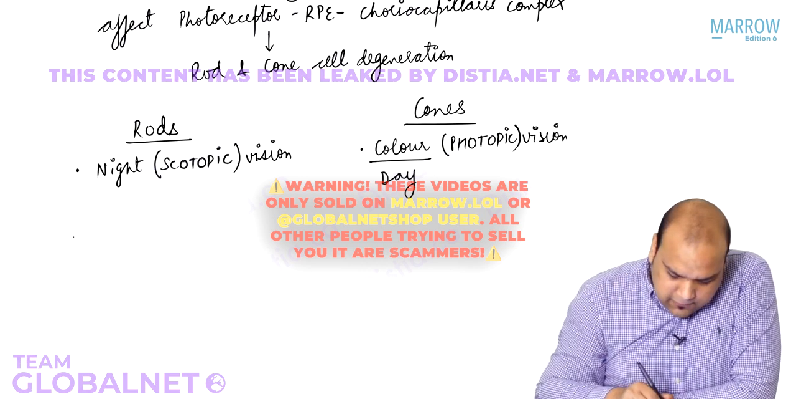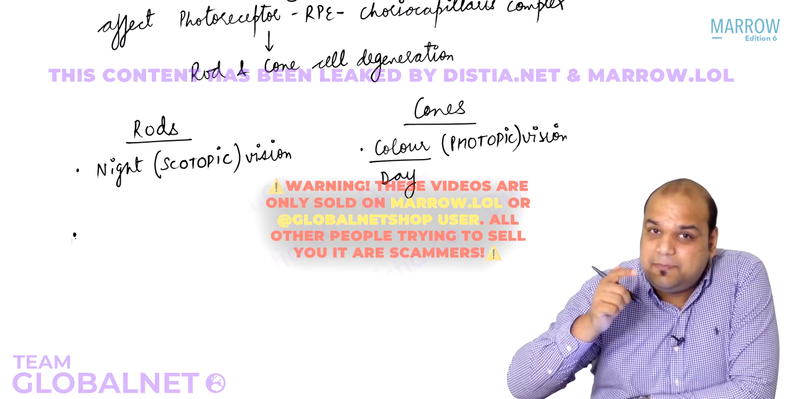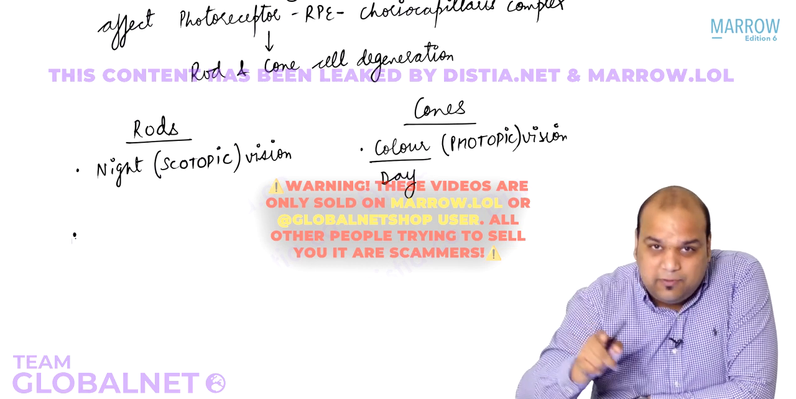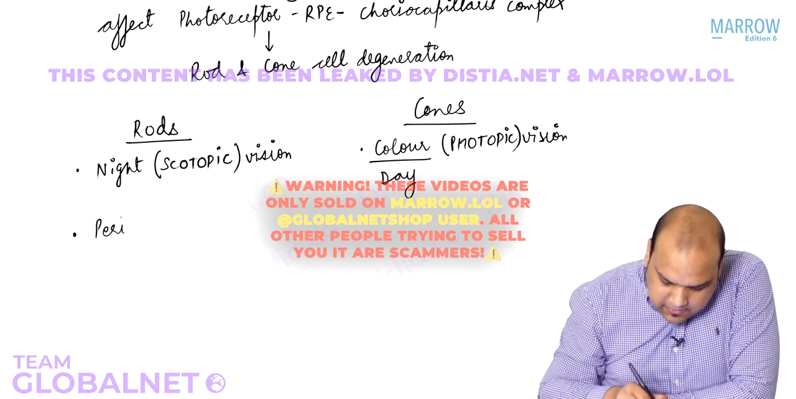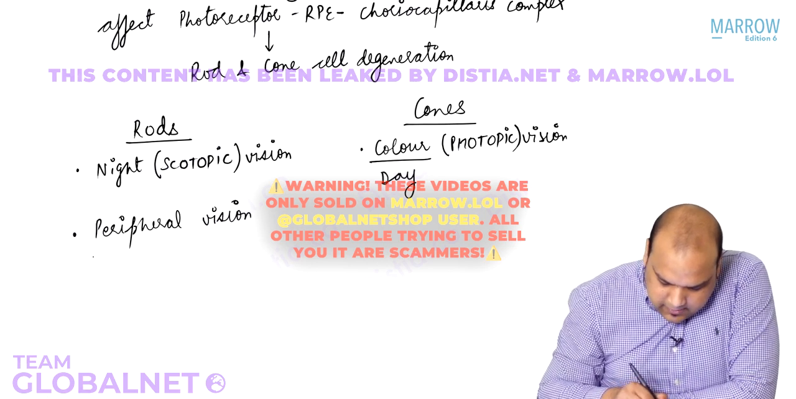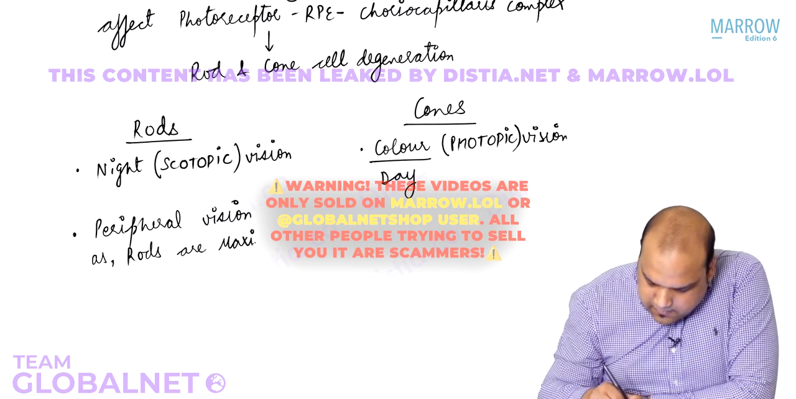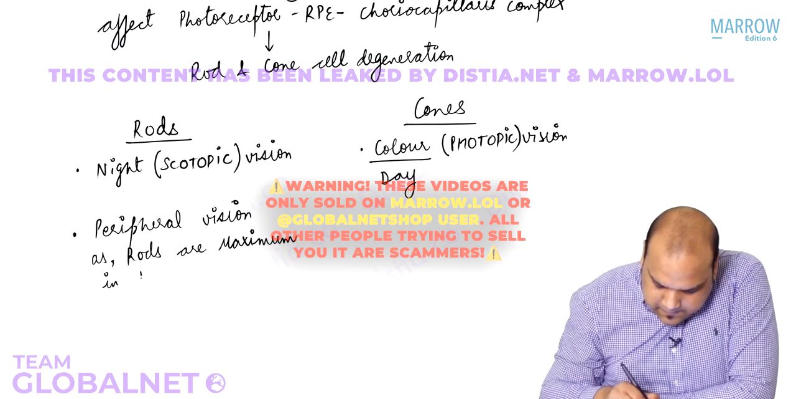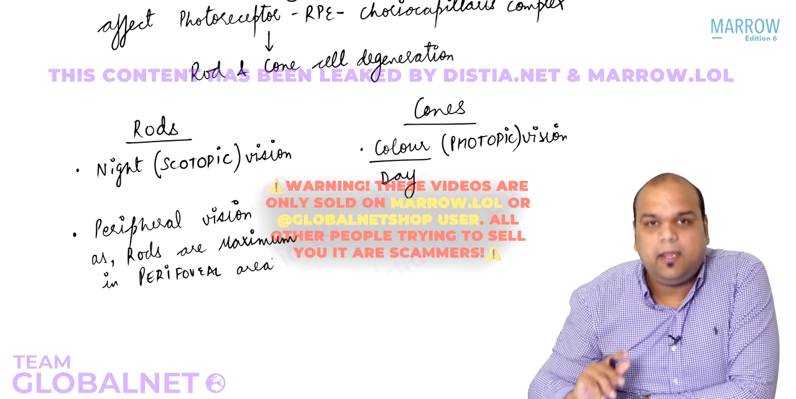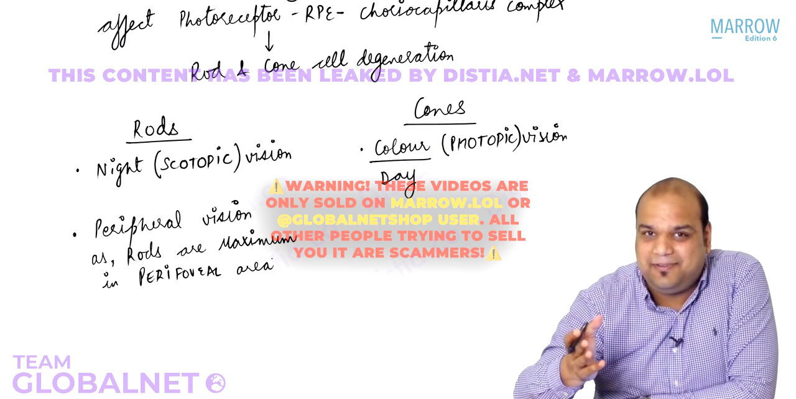Now, where are rod cells present, everybody? Rod cells are present at the macula or fovea? No. They are present in the periphery of the retina. We say rods are responsible for the peripheral vision that we get. Okay? As rods are maximum in perifoveal area. Am I clear to everybody? They are maximum in perifoveal area. Fovea gives you the central vision. So perifoveal means the peripheral vision.